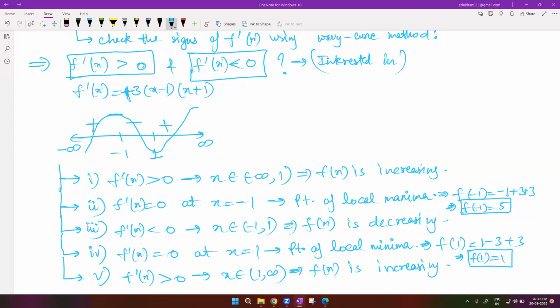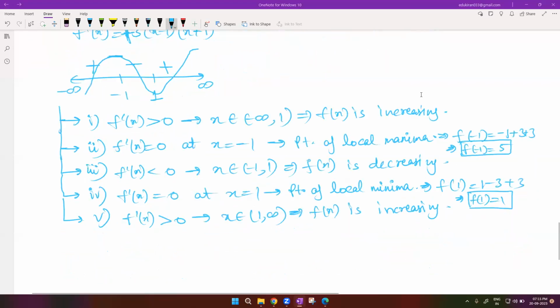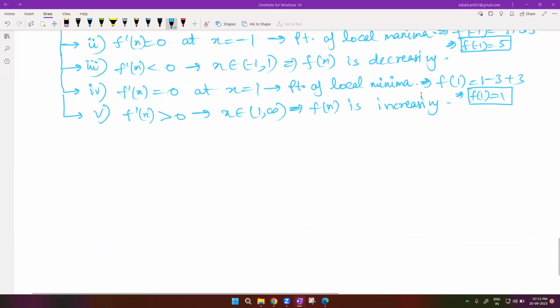Sure. Is the second derivative test necessary? Yes, there is a second derivative test too. But that we will understand in a bit. First, let's understand this method first.